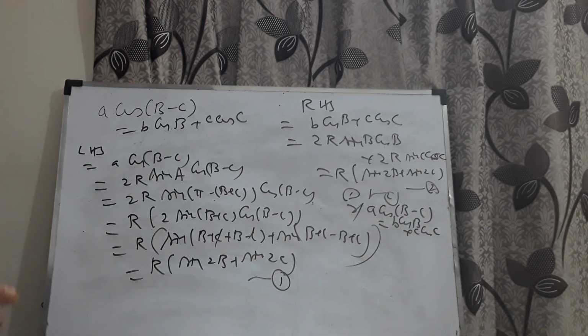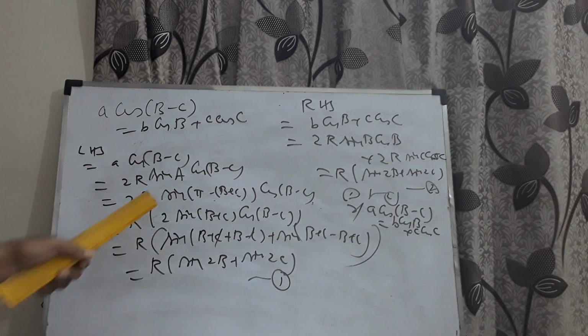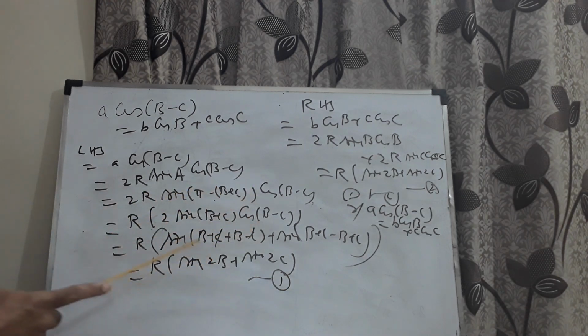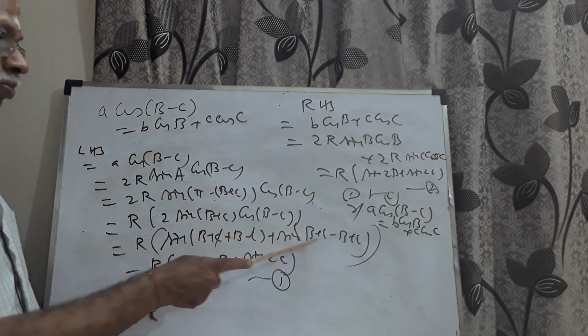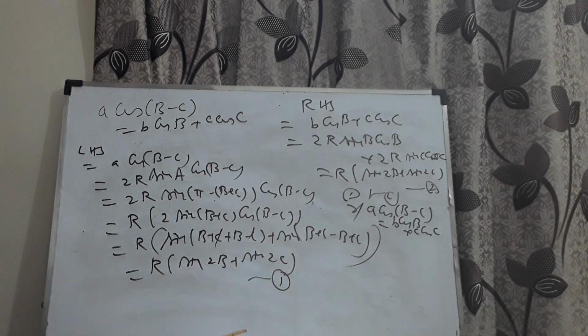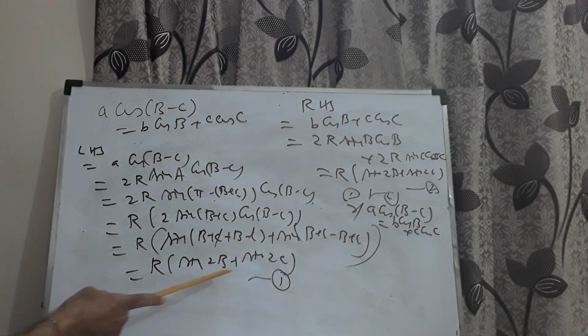Let me just repeat this process again. a cos(B minus C) is 2R sin A cos(B minus C). A plus B plus C is pi, therefore A is pi minus (B plus C). Sin(pi minus theta) is sin theta. Therefore, 2 sin A cos B can be replaced by sin(A plus B) plus sin(A minus B). Sin(B plus C plus B minus C) plus sin(B plus C minus B plus C). Minus minus become plus C. Here C gets cancelled, here B gets cancelled. Becomes sin 2B plus sin 2C, or of this much.